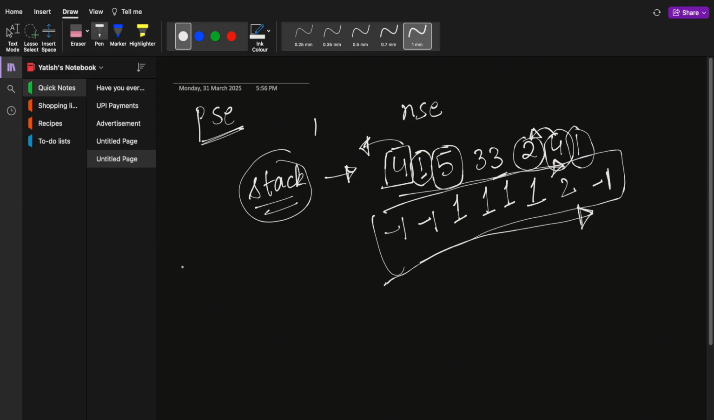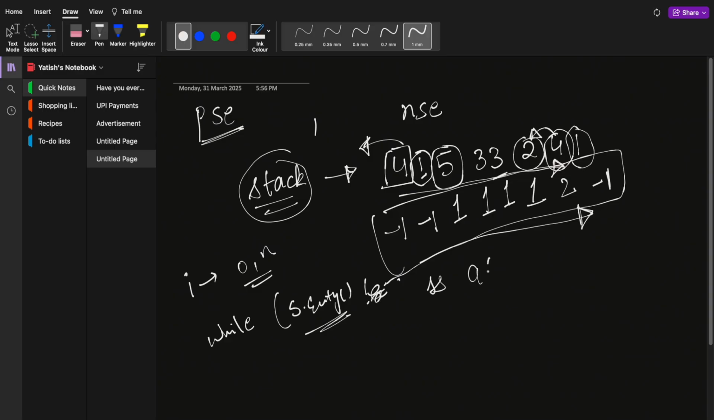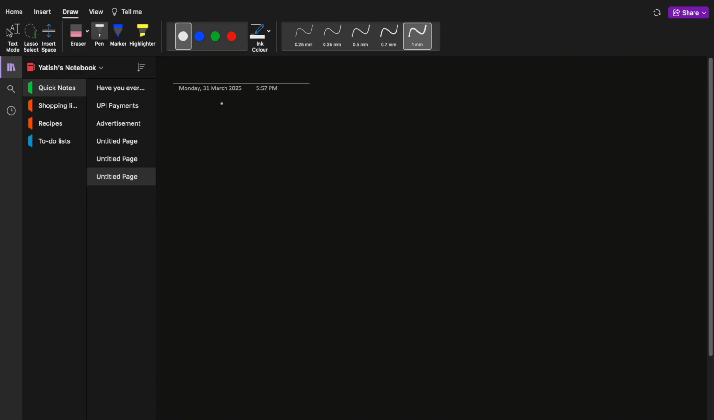We would be traversing for each i from 0 to n, and then we would be checking while s.empty is equal to false, like the stack is not empty, and a of i. Let's suppose this is our array a. So let's write the pseudocode on a new page.